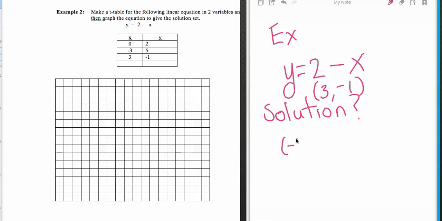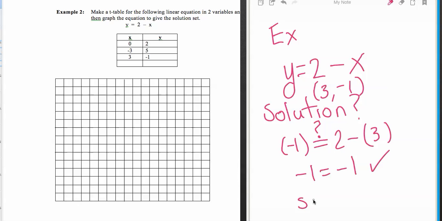So my y value is negative 1. And what I'm questioning is the truth of this. Is it really equal? Then 2 minus whatever my x value is, 3. And that says negative 1 equals negative 1. And that is indeed a solution because it satisfies the linear equation. And so now we know it is a solution. So that's just a little aside there.